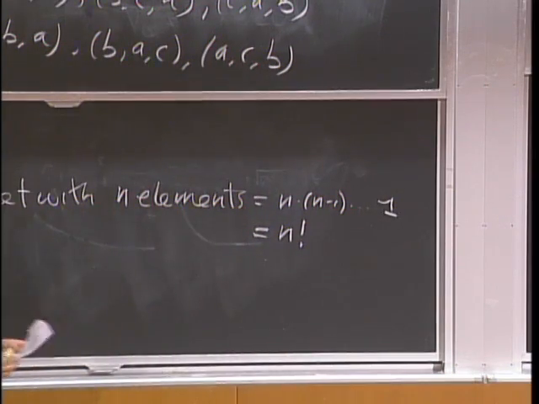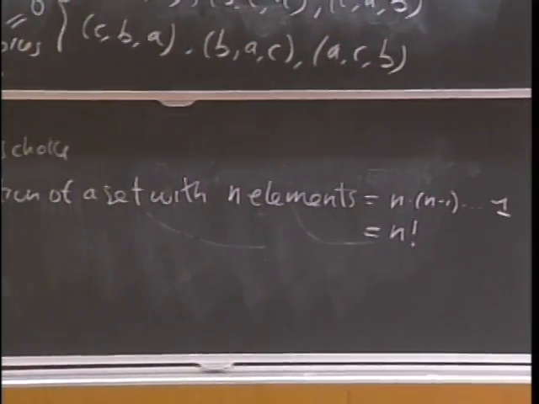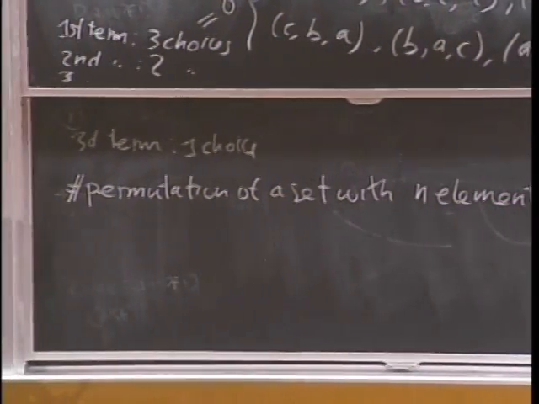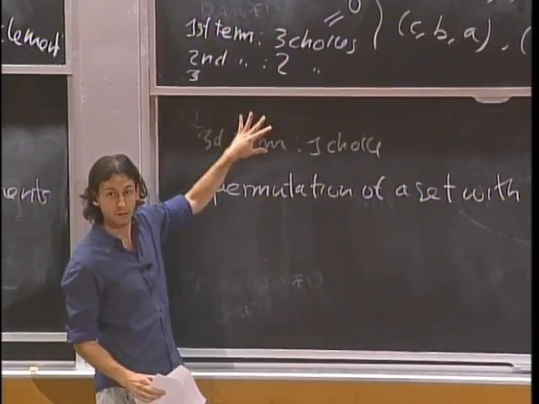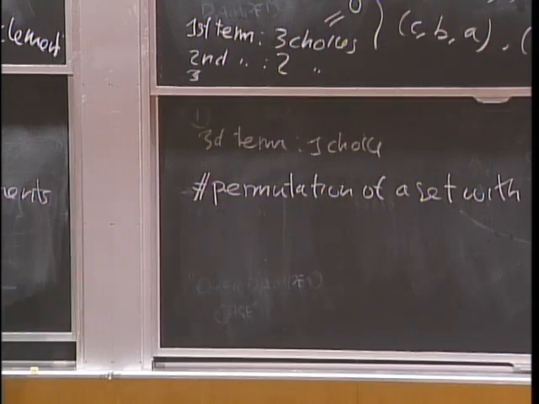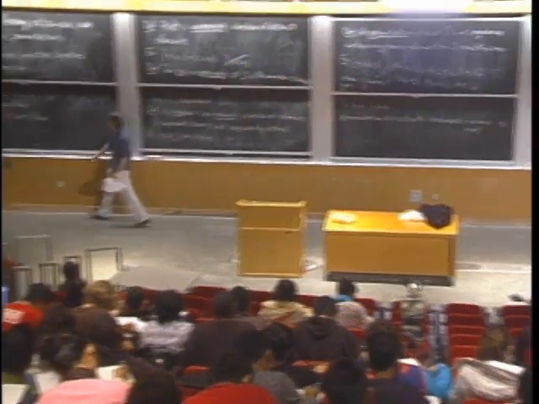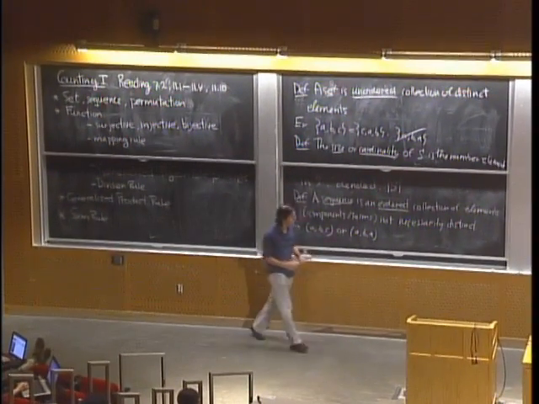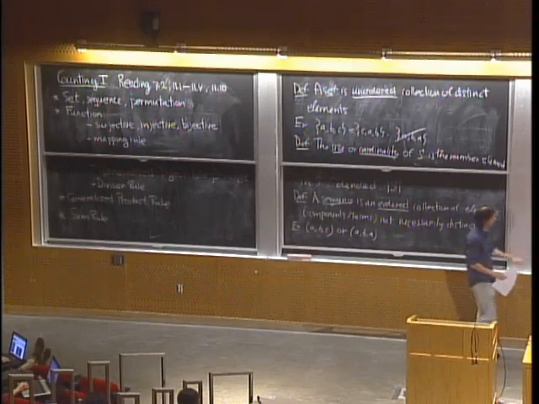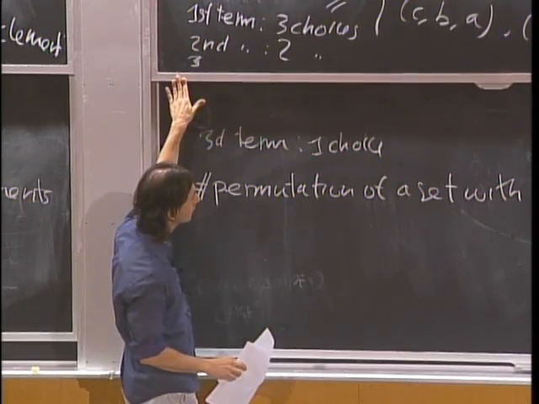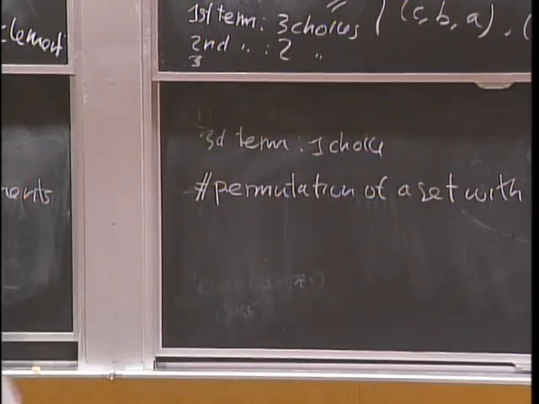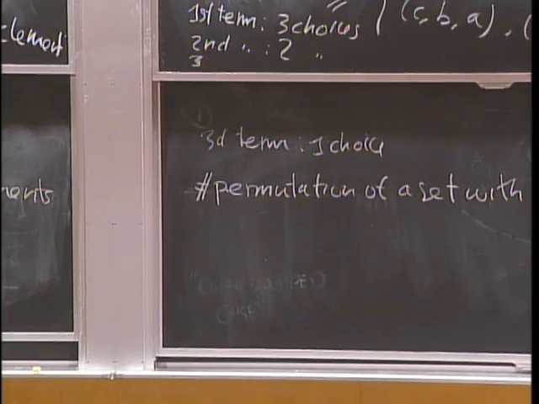And you've seen this already when we talked about Stirling's formula and how to approximate this. Now, this type of reasoning we will generalize later on when we come to the generalized product rule. But this is already a first example of how we go about this. So permutations relates sets and sequences.